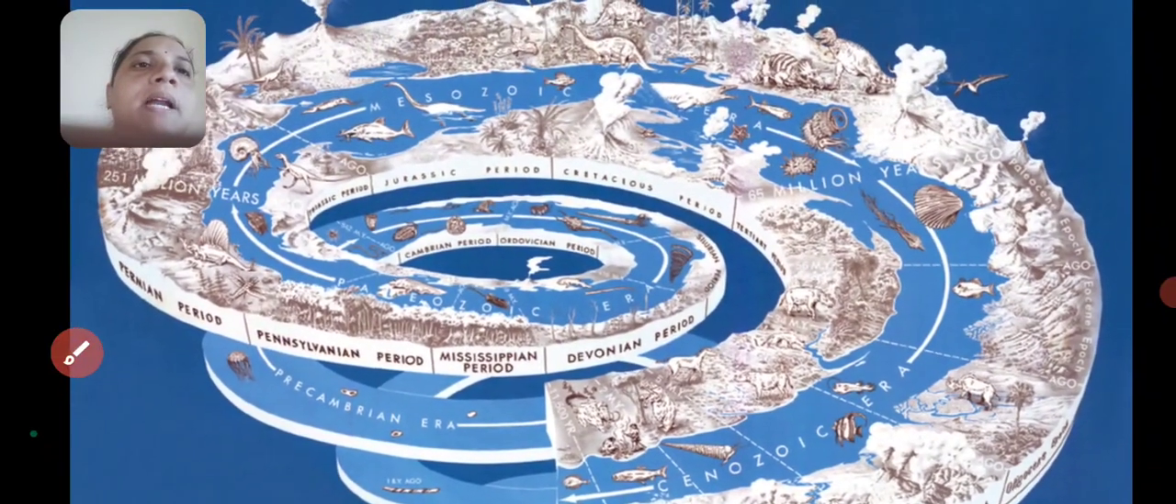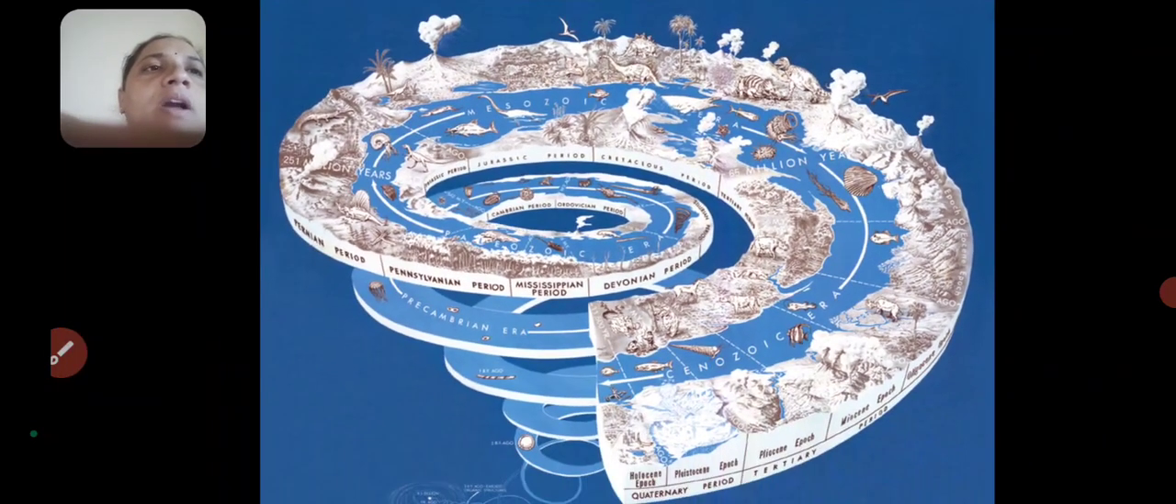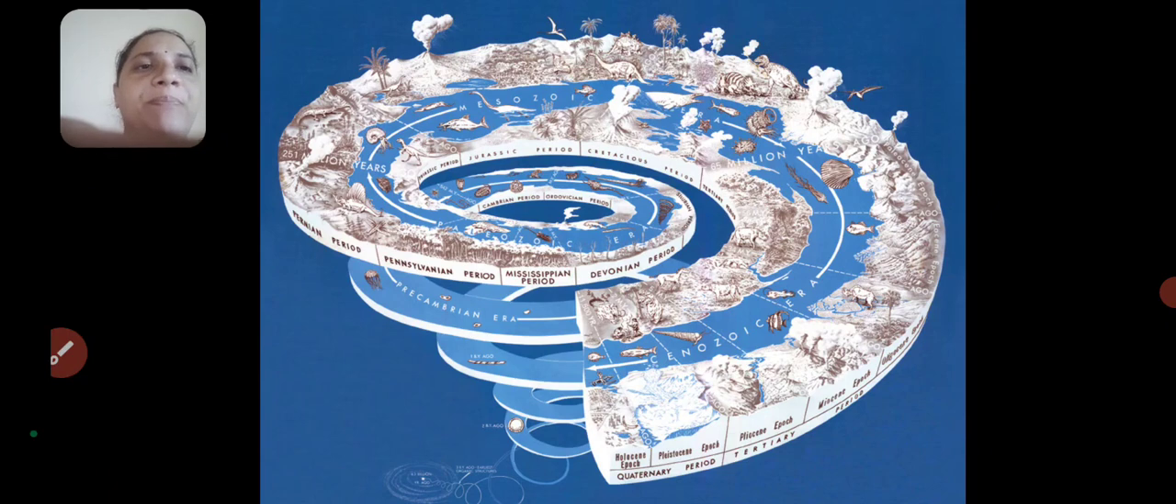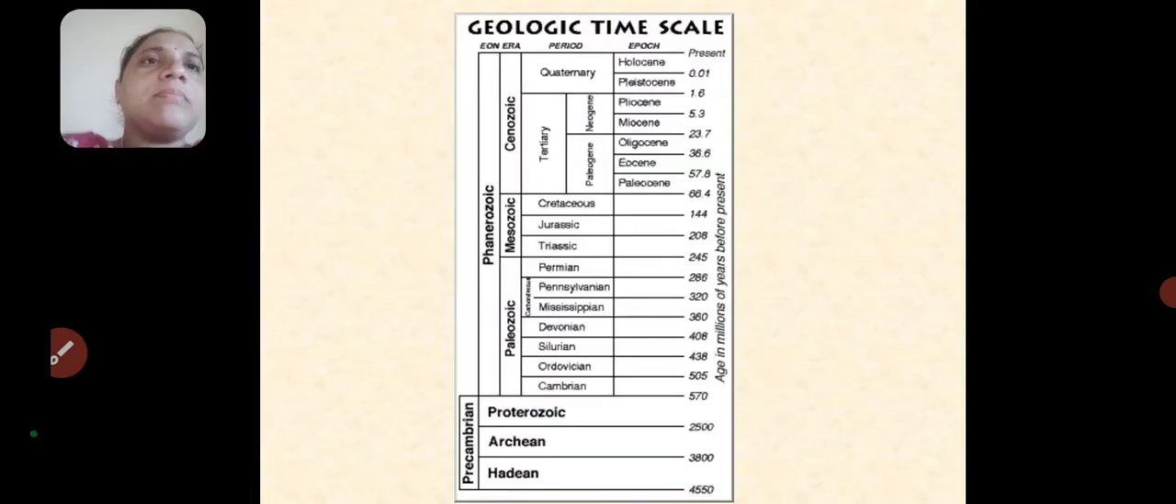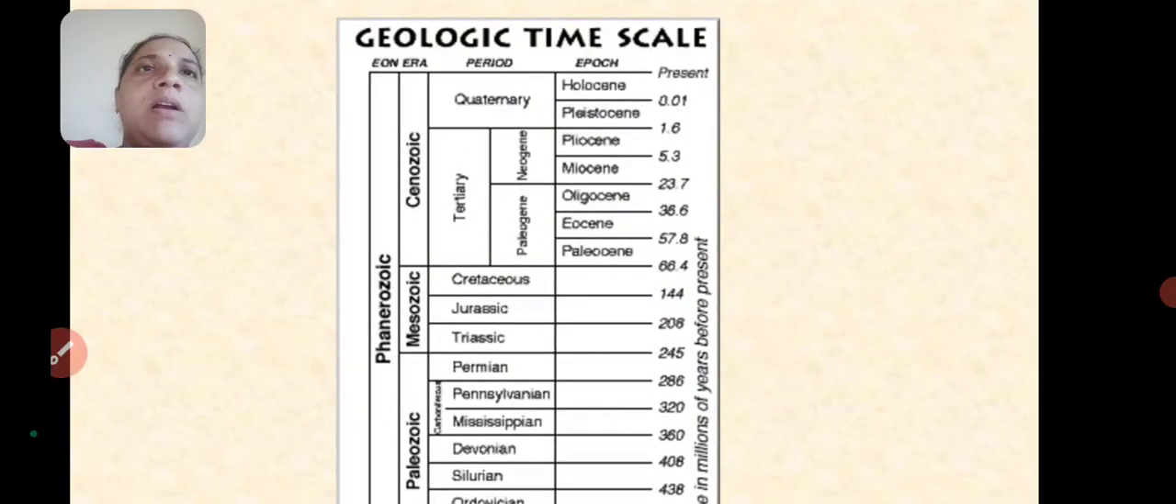So in every period, different types of organisms are found and some of the organisms disappeared also. Few of them are newly formed and few of them are endangered. In each period we have to observe the new things. Okay, ma? You have to observe this geological time scale table. First eons are there, next periods, next epochs.